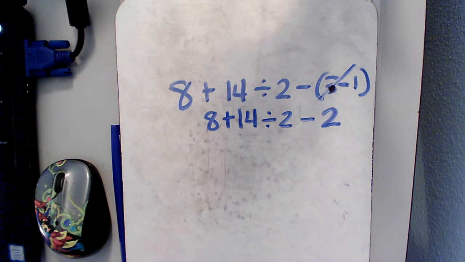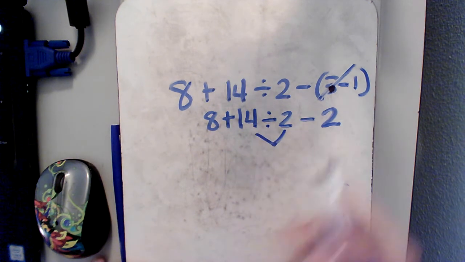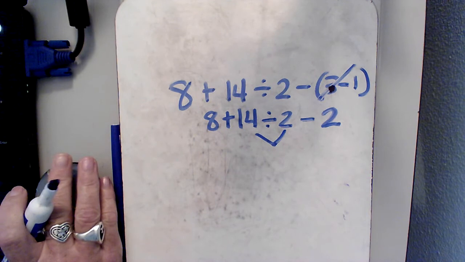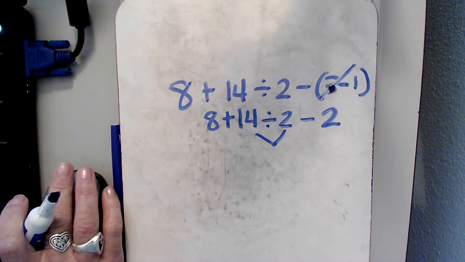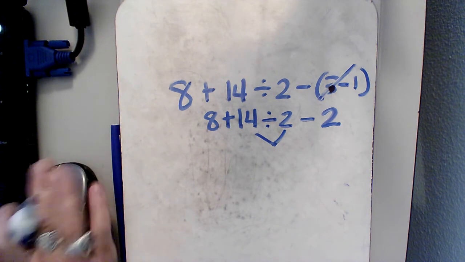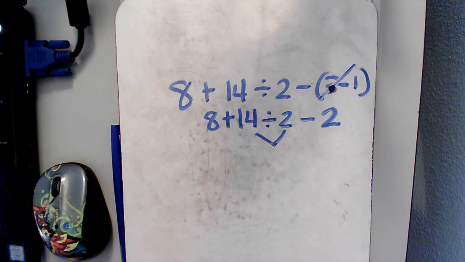Colton, what's next? 14 divided by 2. Excellent. Why is 14 divided by 2 next? Because it's the next step. Very good. Multiplication and division comes next, and we're working left to right in the equation.